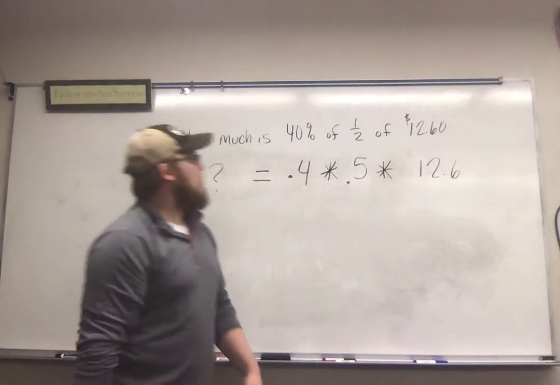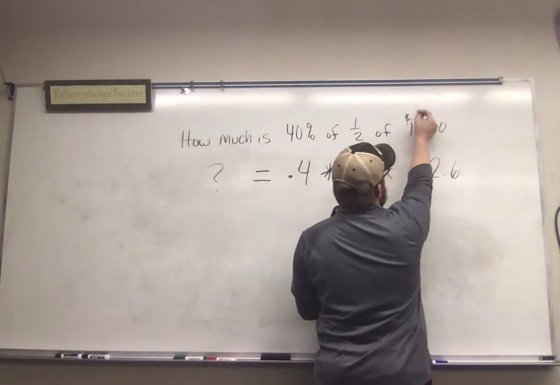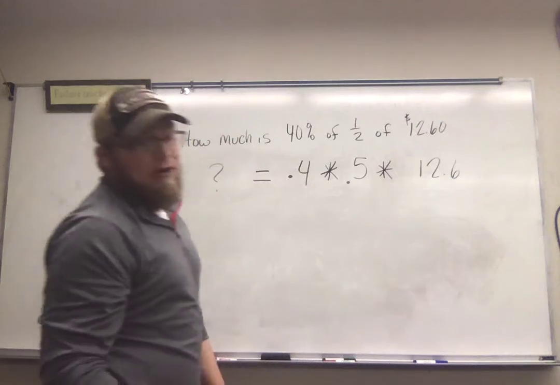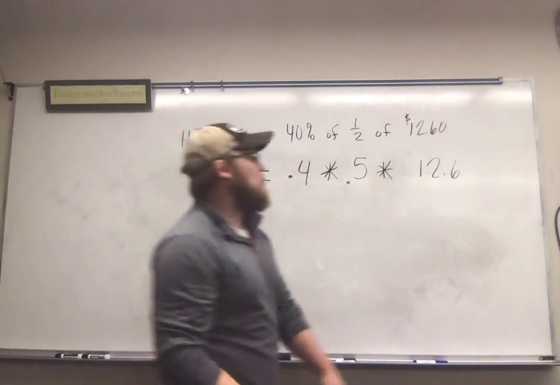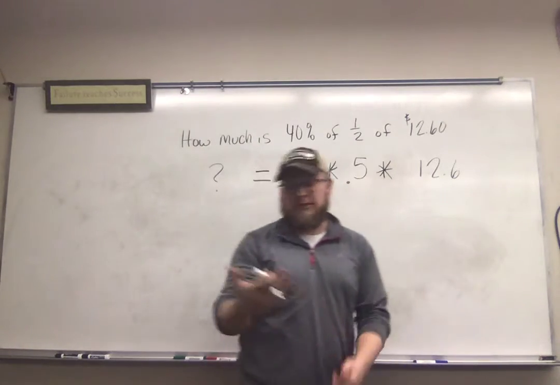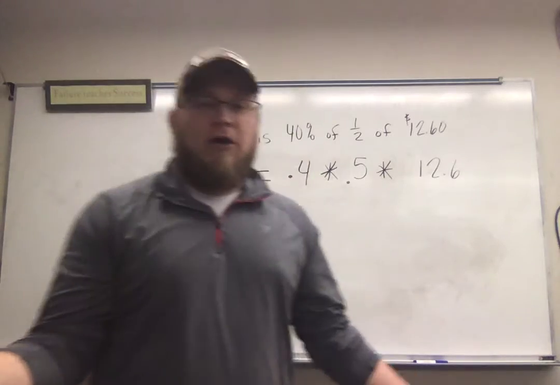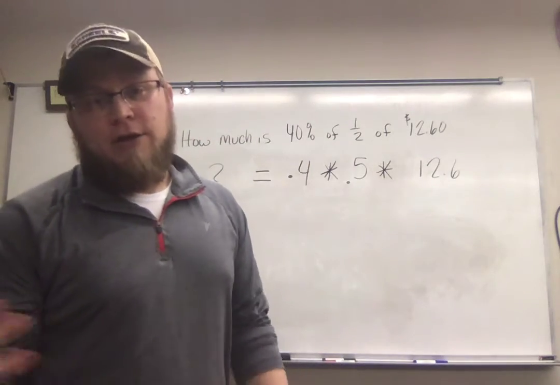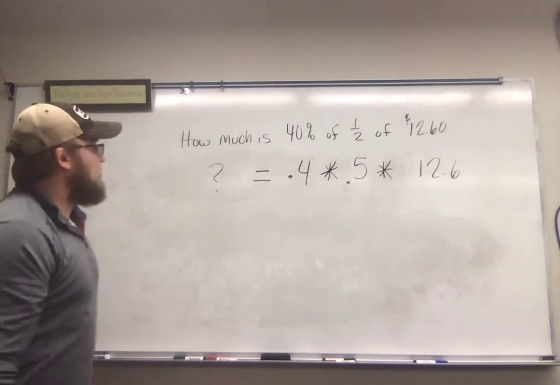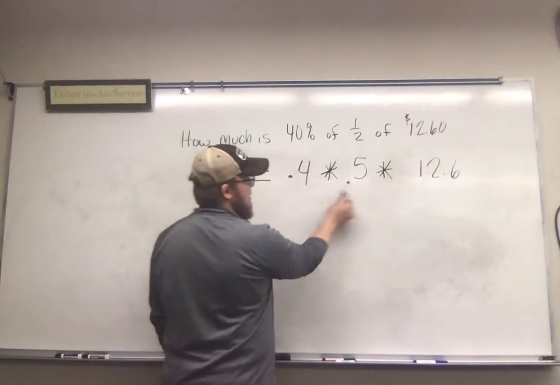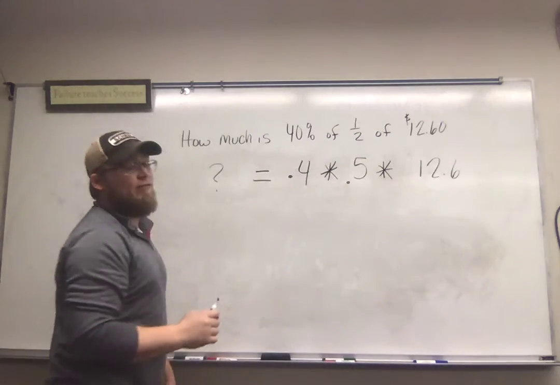I just will remember that, hey, don't forget, this is money we're talking about. So at the very end, obviously, no one sees price tags like this. They don't say, oh, 12.6. No, it would say $12.60. So make sure at the end you do add that back on, okay? Let's start with the first ones. It's literally 0.4 times 0.5.